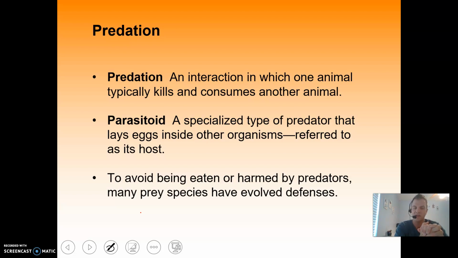To avoid being eaten or harmed by predators, many prey species have evolved defenses against their predators. You can think of a porcupine with the quills on its back. All kinds of things. Plants, of course, that are poisonous, they evolve defenses. And it's not like they just grow them because the predator's there. It's the ones that genetically survive that will have those defense mechanisms built in.